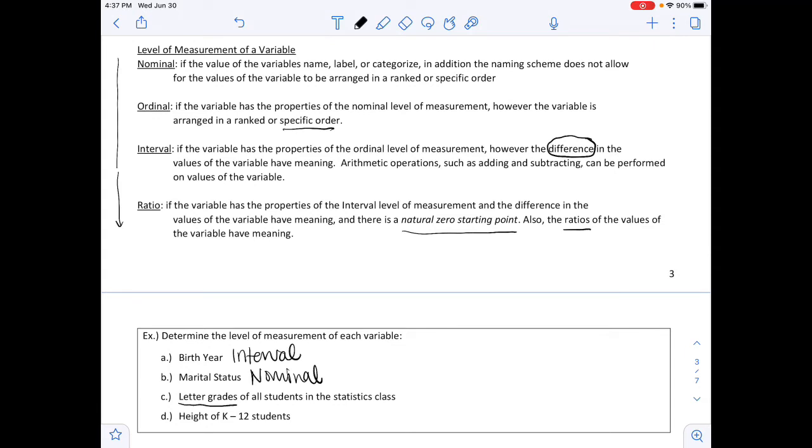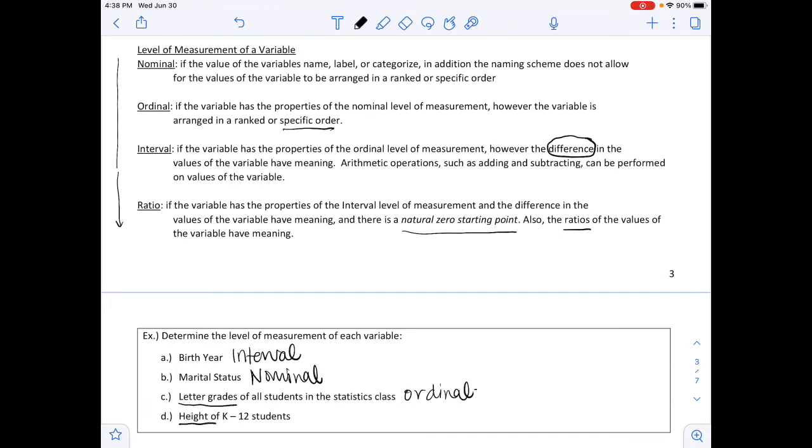Checking for interval, subtracting those letters doesn't make any sense for our problem. A minus C, I don't know what that would mean. So we would stop and go back, okay, it was satisfied at the ordinal level of measurement. And then part D says the height of K through 12 students.